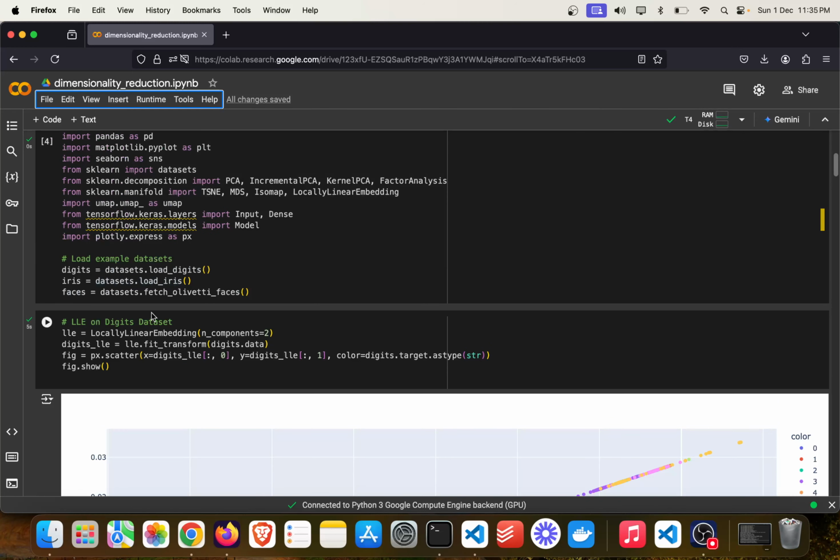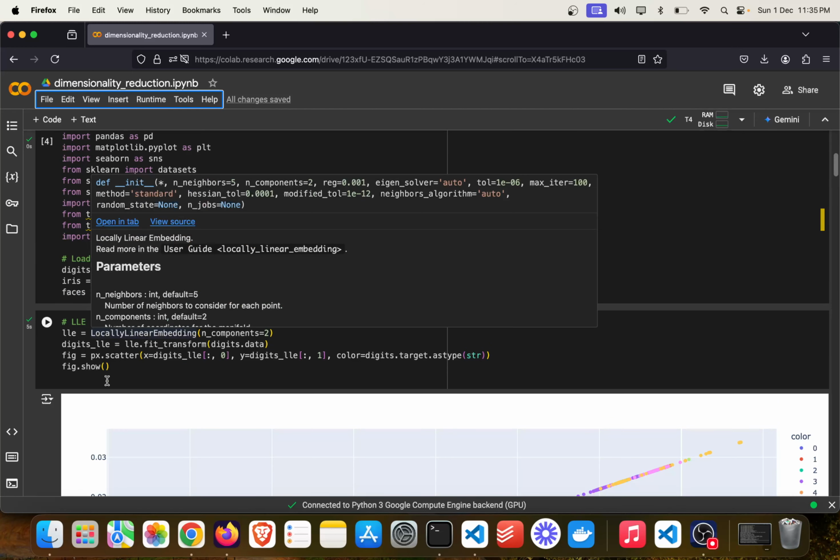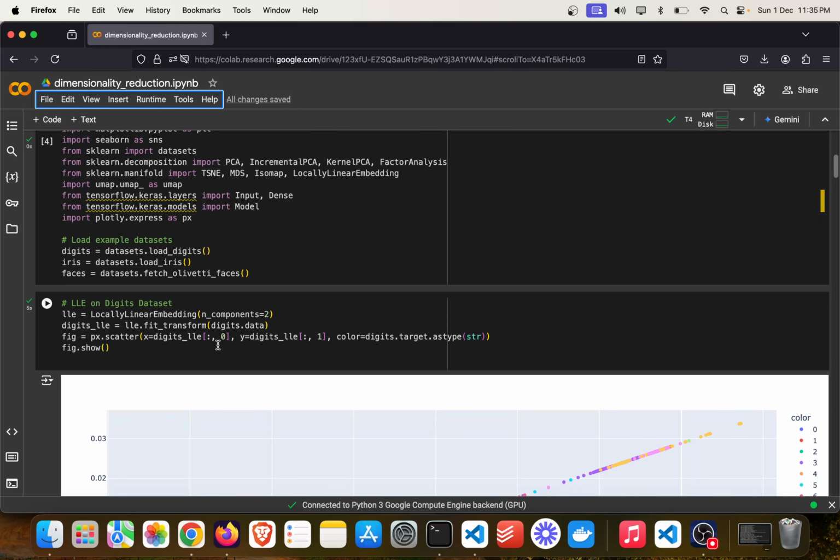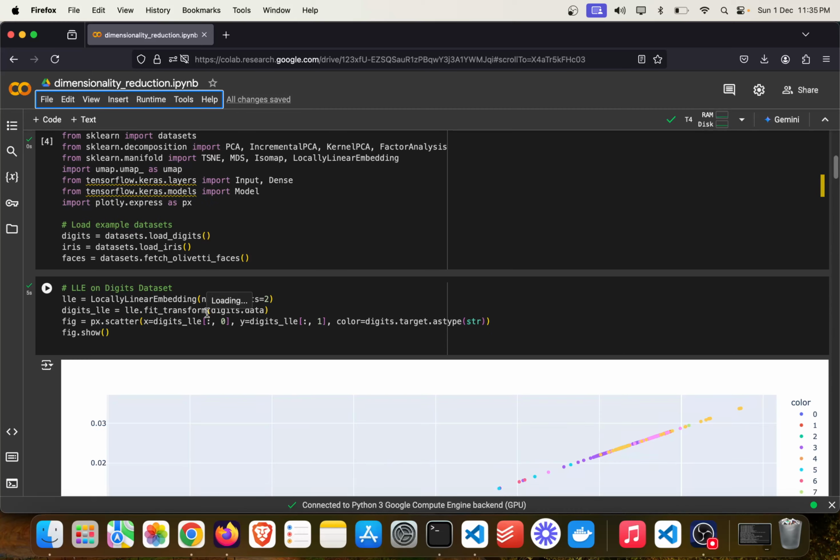Then iris is a common data set. It contains samples of flowers which are divided into three categories. And then the faces data set contains 400 images of faces, and they are divided into different gray scales depending upon the data set.